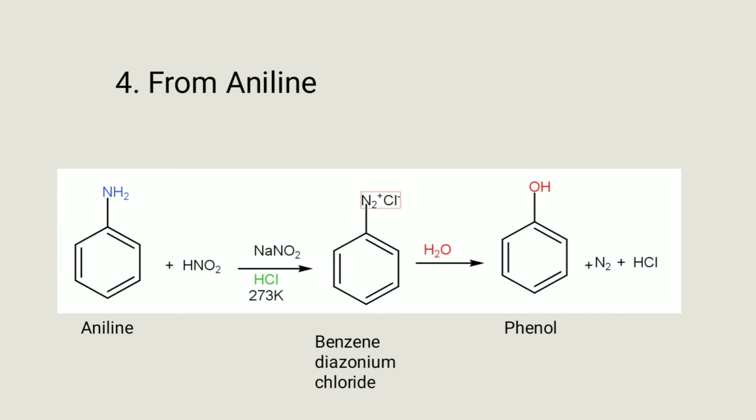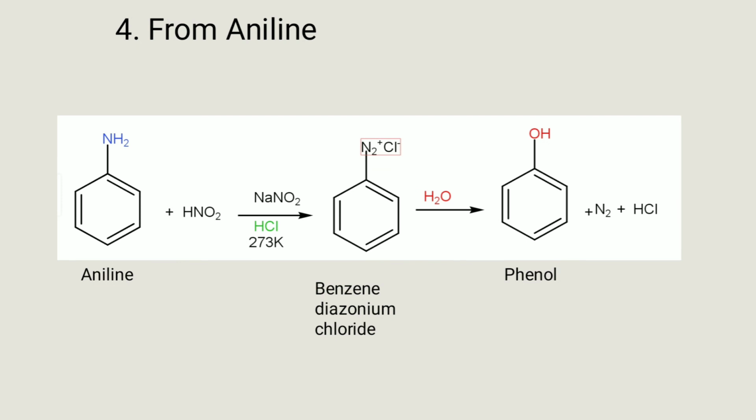A temperature of 0 to 5 degrees is required to be maintained for this reaction, because this reaction is highly exothermic. So nitrous acid HNO2 is prepared when NaNO2 is treated with HCl at very low temperature, and that HNO2 forms benzene diazonium chloride with aniline, and benzene diazonium chloride is a good leaving group. So the bad leaving group NH2 gets converted into the good leaving group N2 plus Cl minus because of HNO2, and it is a good leaving group.